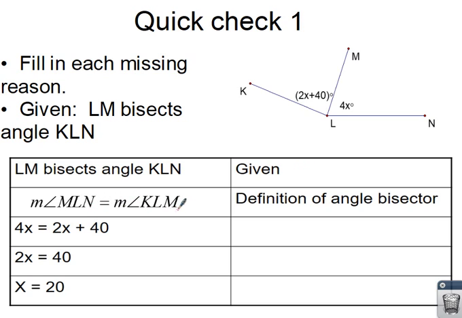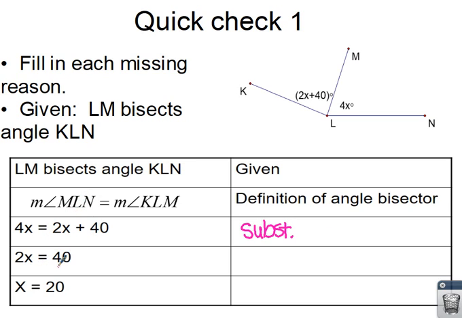So then the next step I did was the definition of an angle bisector. If LM is a bisector, that means those two angles have to be equal, okay? So we went from this, now all of a sudden we have x's and numbers. That has to be a substitution step because we replaced the angles with what they are in the picture.